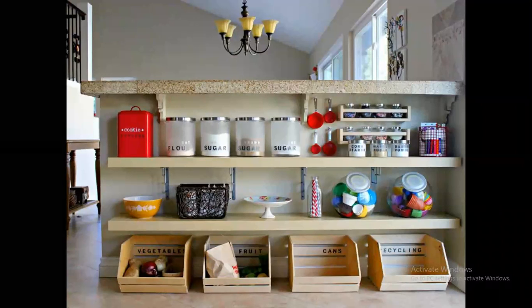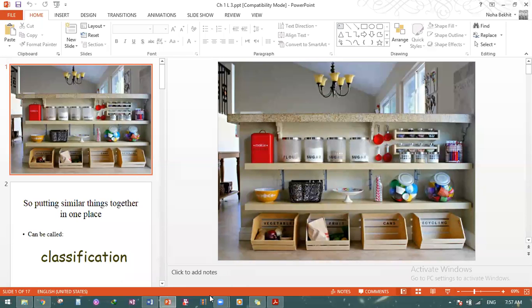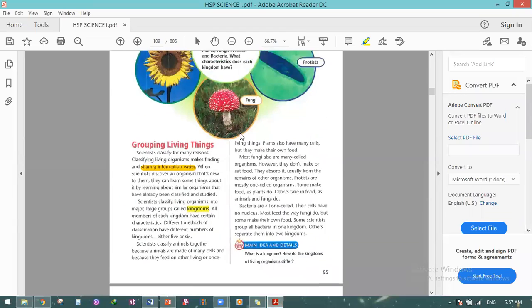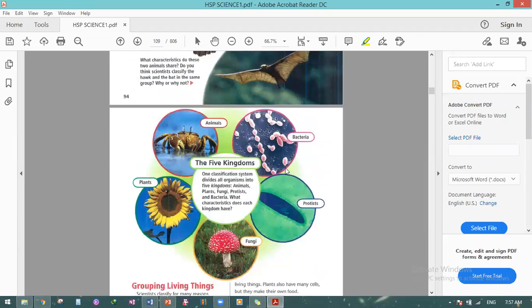Anyway, back to what we were saying. We also have bacteria, which are unicellular organisms that do not have a nucleus, by the way. That's why they have their own kingdom. If you guys look at this picture, let me share the book again. If you look at this picture, you will find in the five kingdoms, we have a kingdom for bacteria.